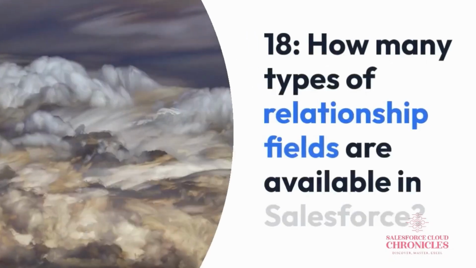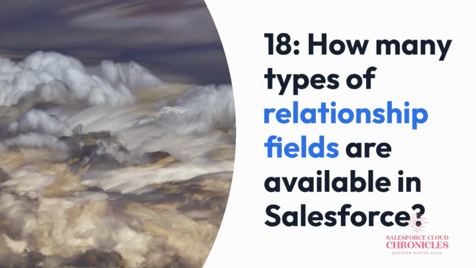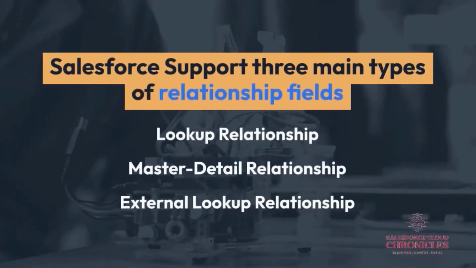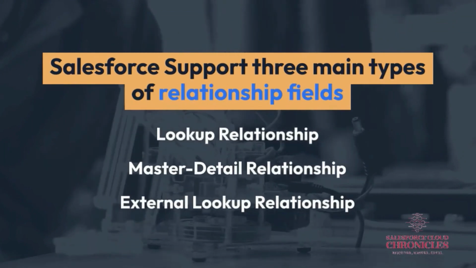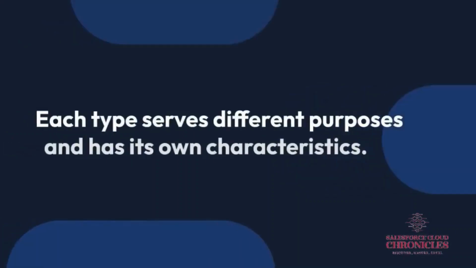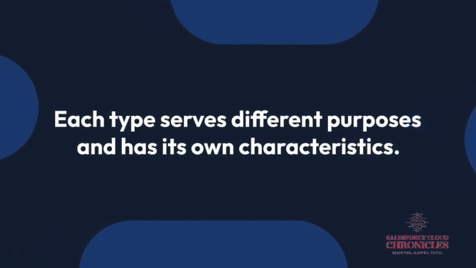Question 18. How many types of relationship fields are available in Salesforce? Salesforce supports 3 main types of relationship fields: lookup relationship, master detail relationship, and external lookup relationship. Each type serves different purposes and has its own characteristics.